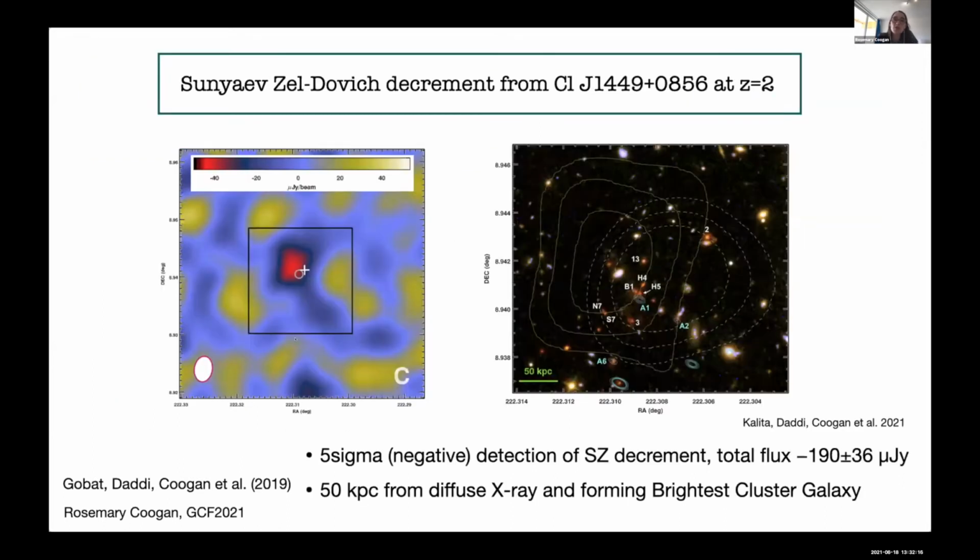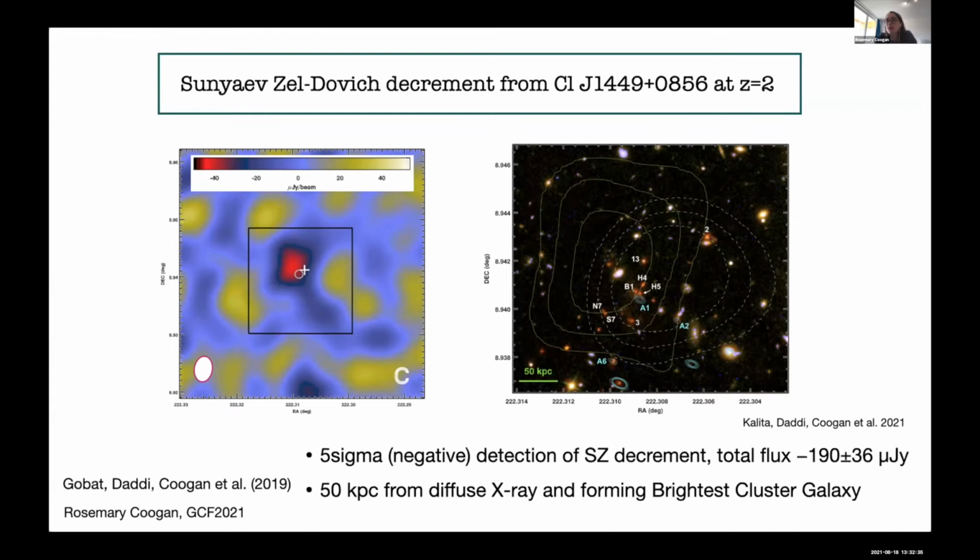So this is what we find. And when we combine our ALMA and ACA data, we have this really nice 5 sigma detection of the SZ feature in this relatively low-mass cluster. We see it here in the yellow contours next to the X-ray.